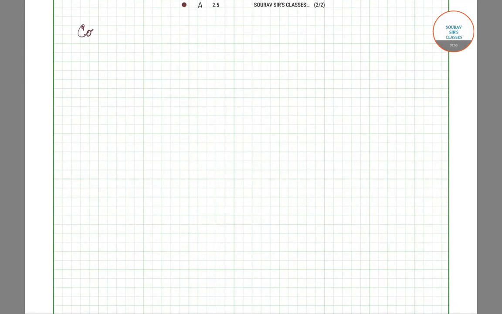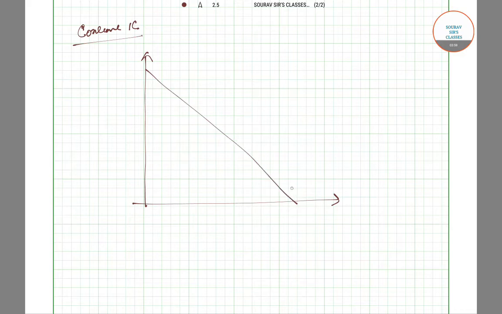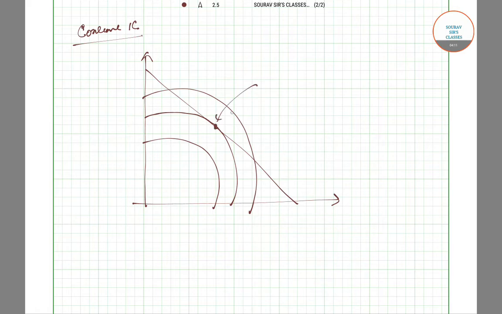So concave IC. So in case of concave IC, it will be like this. So line will be drawn like this, and your diagram is this. That's it. So this is the point of intersection, and this is the diagram. So here also higher, lower. So the concave part is tangent with the curve.